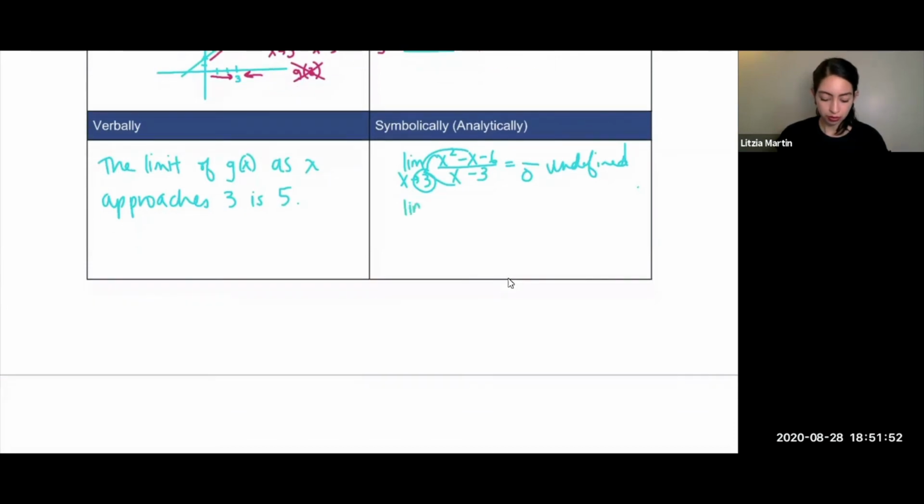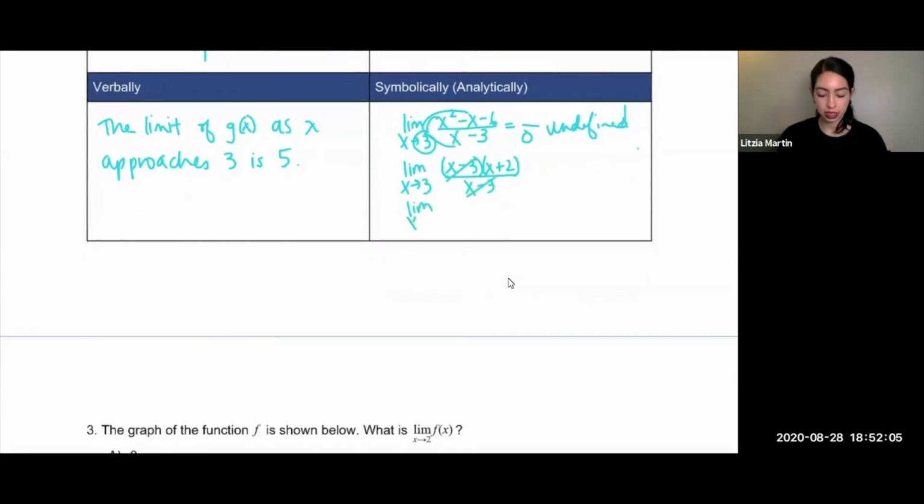So when we factor, like we did earlier, these x minus 3's cancel out. So we're left with the limit as x approaches 3 of x plus 2. And now we try direct substitution again. So now that we factored, plug in 3, we get 3 plus 2, and that's 5. So there's our limit.